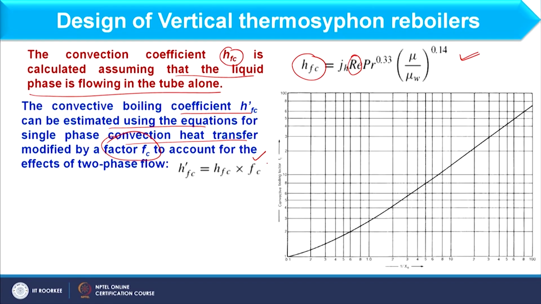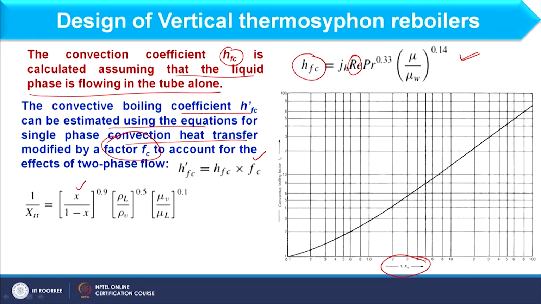So, you can obtain FC from this graph, where 1 by X_tt is on the x axis. The value of 1 by X_tt you can find from this, where you are considering x as well as 1 minus x. This is basically the vapor quality, and this is for liquid, and similarly we have liquid and vapor properties, right. So, 1 by X_tt basically accounts for two phase flow, and considering FC and HFC we can find the corrected convective heat transfer coefficient. And once you have the value of FC from the last slide, you can also find the value of Fs.